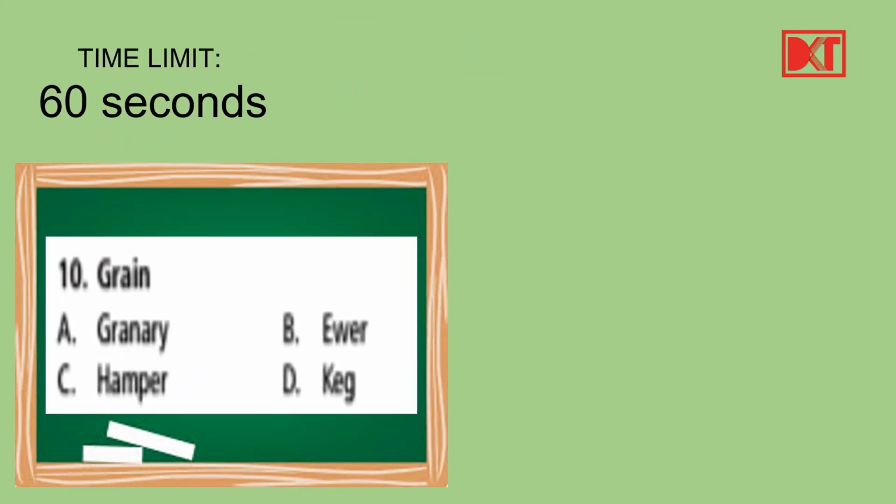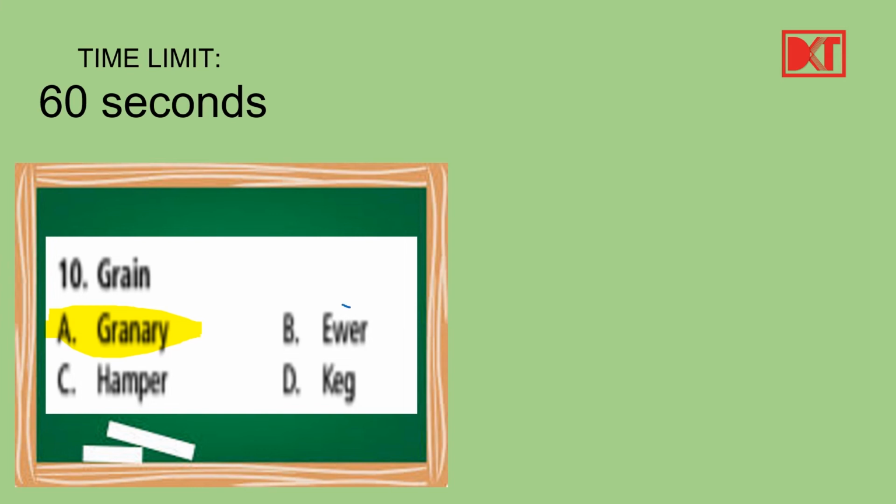Okay, now the next word is grain. The options are A. Granary, B. Ewer, C. Hamper, or D. Keg. Now, for grains, the container is pretty easy. Granary. All right. Now for the other words, like here we have ewer.